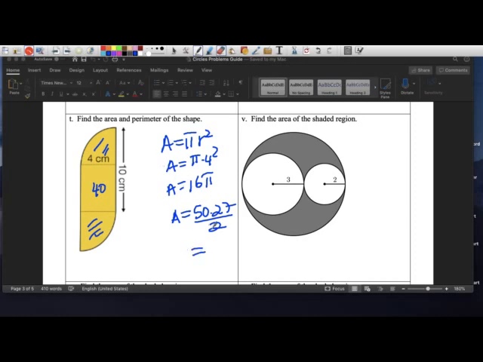And I'm going to get my calculator, 25.13. So this makes half a circle, and this is half a circle, 25.13. Then we're going to add that, so 25.13 plus the 40, which is the rectangle, which gives us 65.13 centimeters squared.